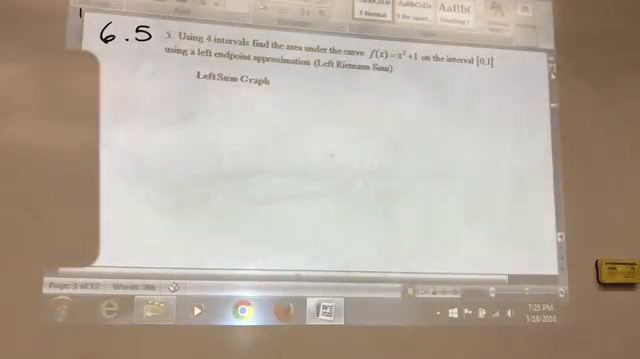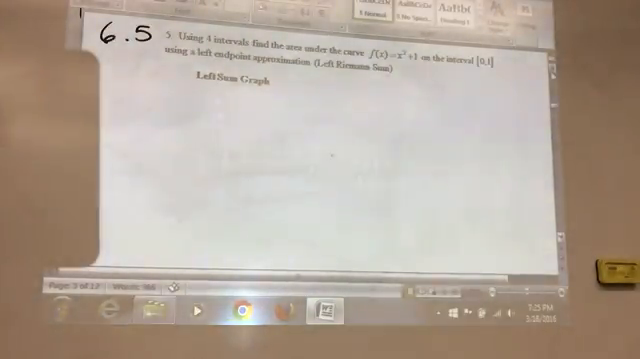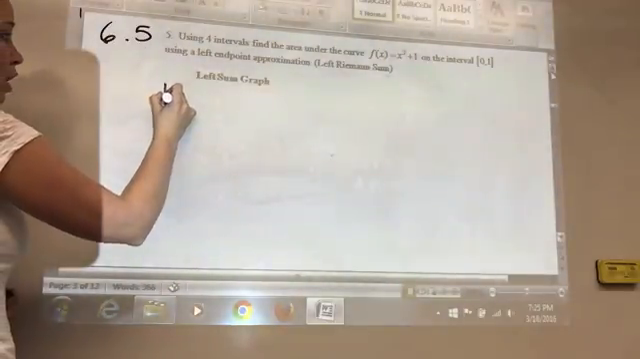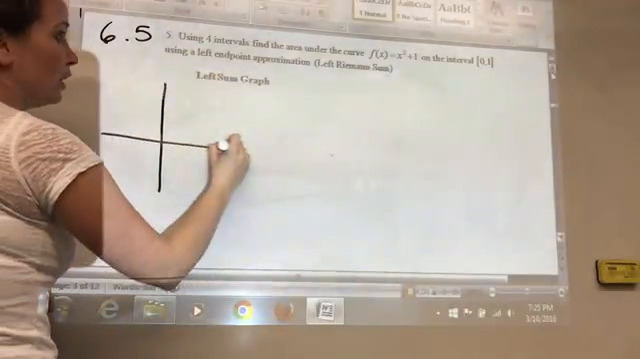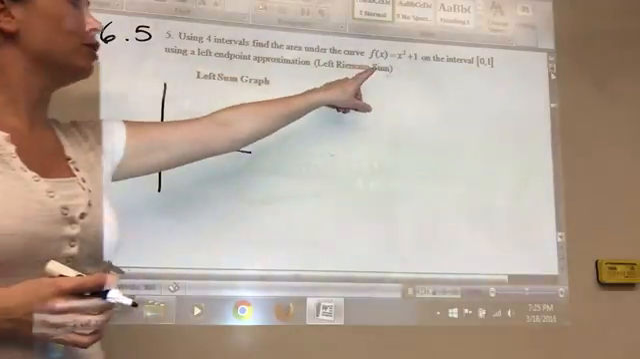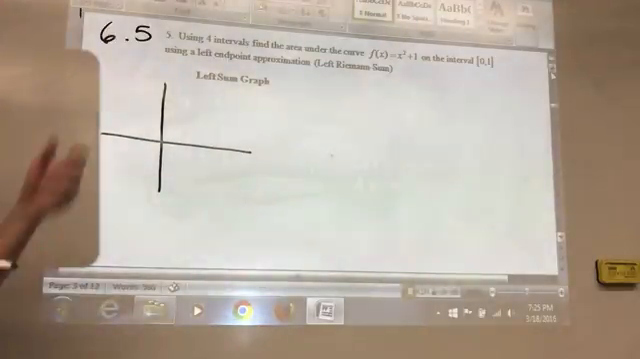Okay, so let's get right into our examples here. It says, using 4 intervals, find the area under the curve for the function x squared plus 1. So the first thing I want to do is draw the function for you. I'm going to draw first a zoomed out version of x squared plus 1 because we should all know this, and then I'll draw a zoomed in version to help us compute. So everyone in our room should absolutely know that this is a parabola that's been translated up 1 unit.